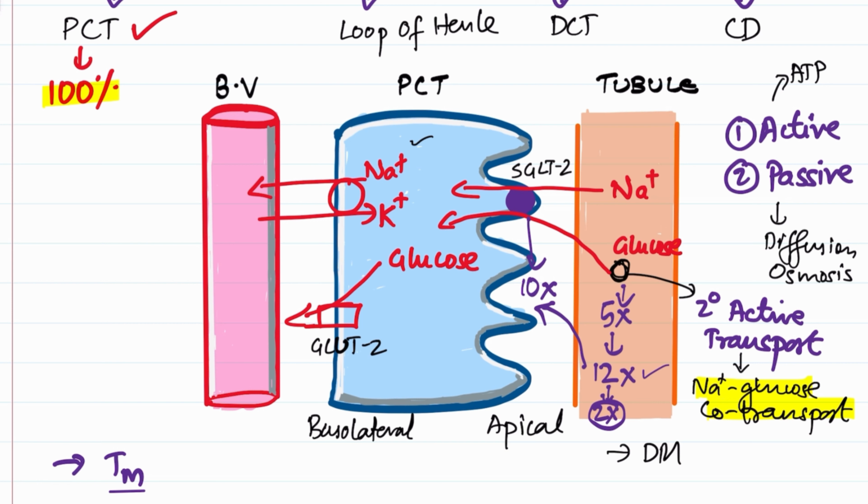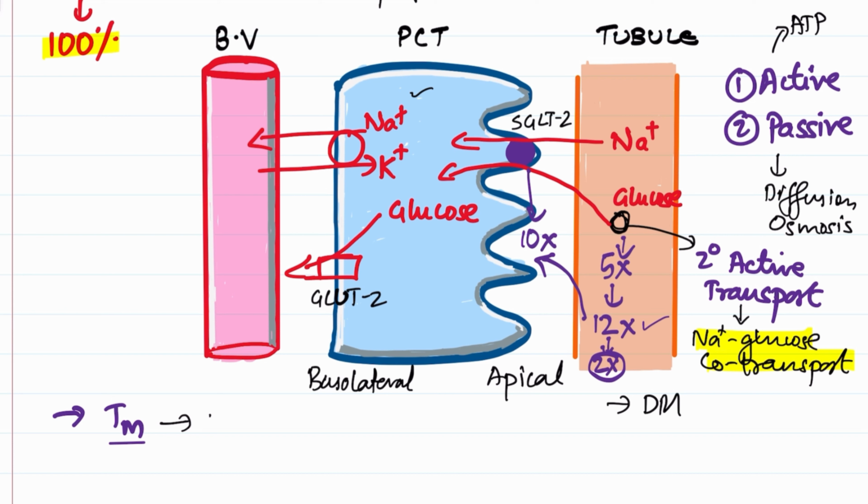In diabetes mellitus, the plasma glucose level is higher, and as a result the filtered glucose is actually higher than the capacity of our tubules to absorb the glucose. Now what do you call this capacity or this maximum ability? That is what we call the tubular maximum. So tubular maximum is defined as the maximum rate at which active transport can reabsorb a substance.